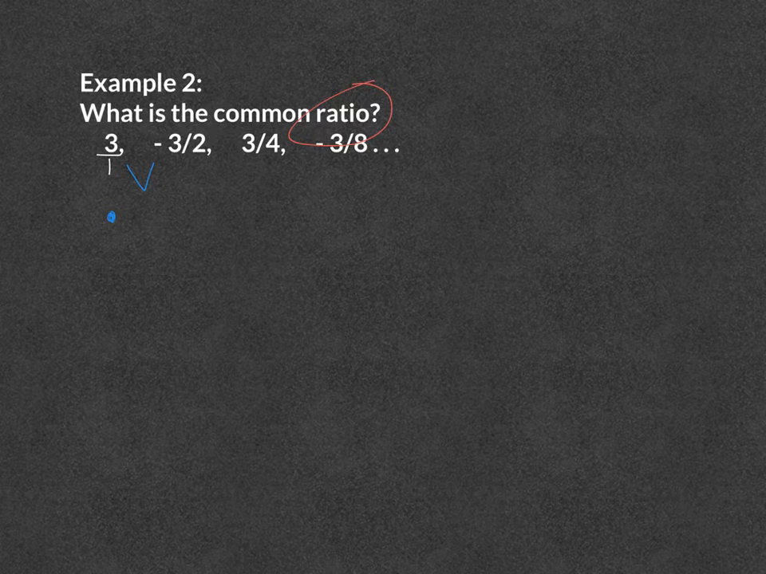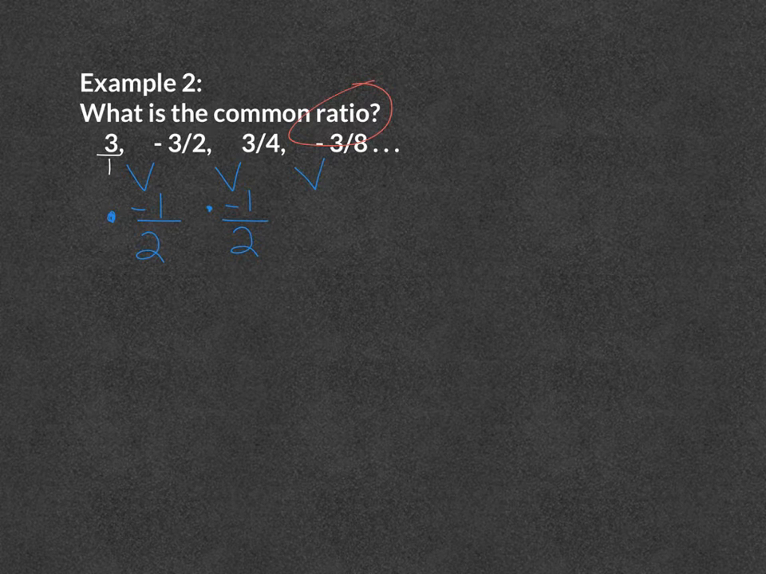So I'm going to start with my numerators. What did I do to the 3 to get a negative 3? I multiplied by a negative 1. Now my denominators. What did I do to the 1 to get a 2? I multiplied by 2. That means I multiplied by a negative 1 over 2. Now the next one. I'm going to start with my numerators. What did I do to the negative 3 to get a 3? I multiplied by a negative 1. Now my denominators. What did I do to the 2 to get a 4? I multiplied by 2. So that means I multiplied by a negative 1 over 2.